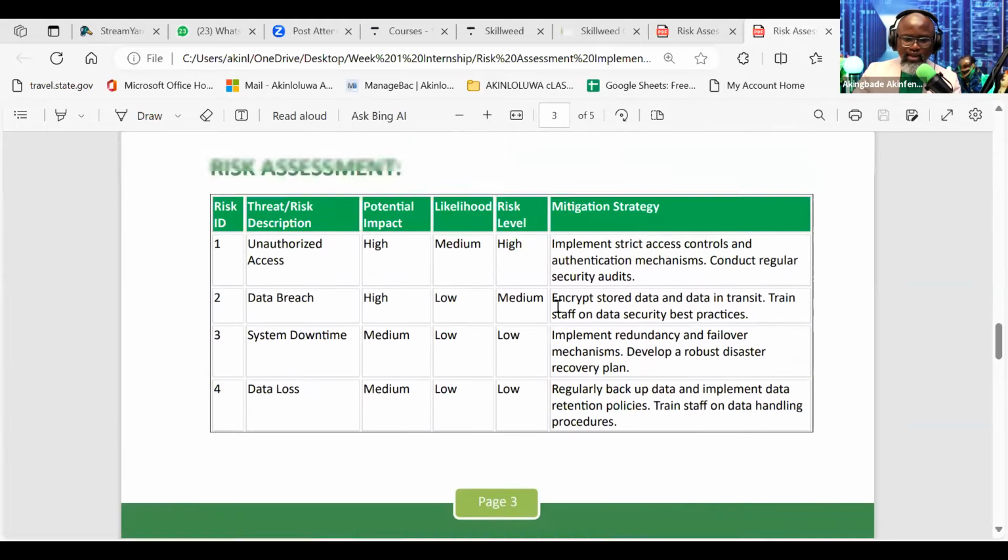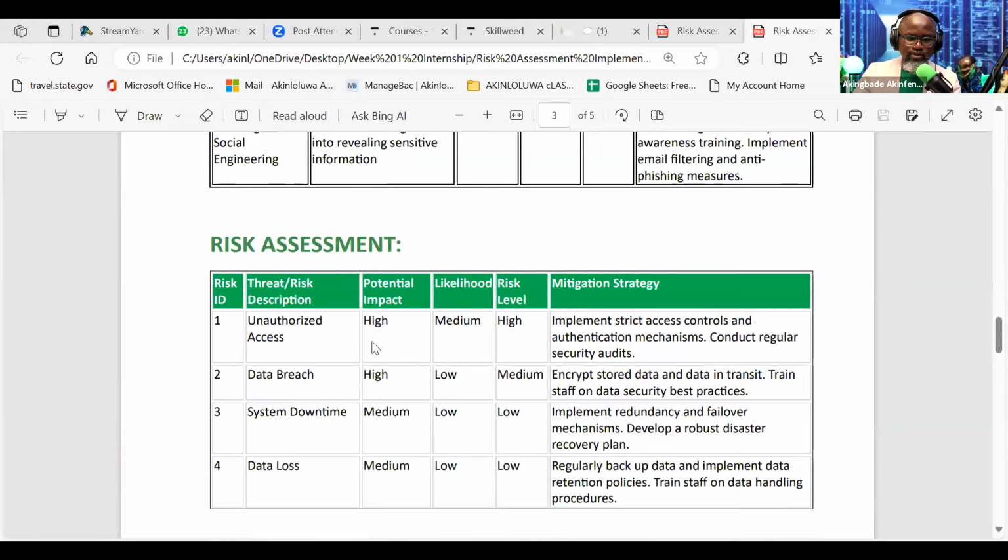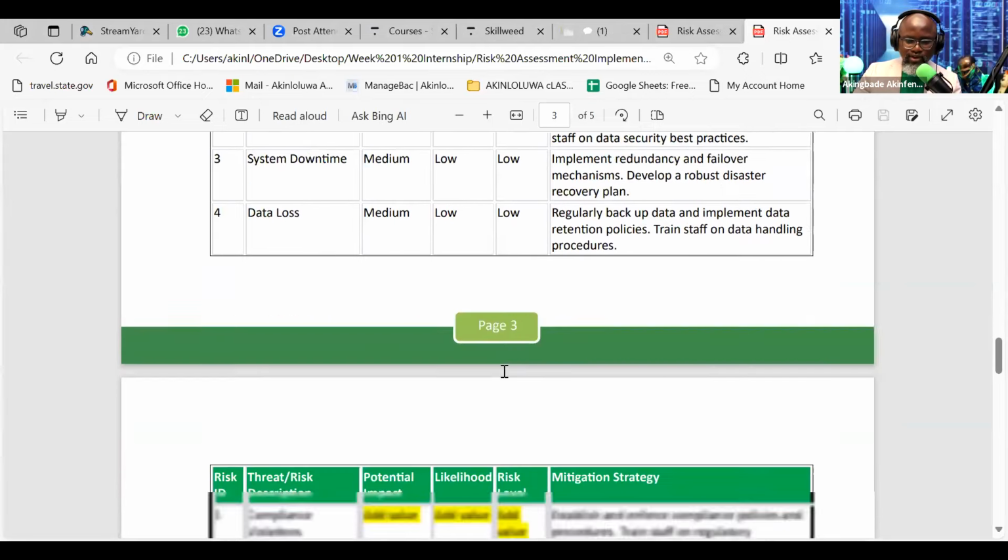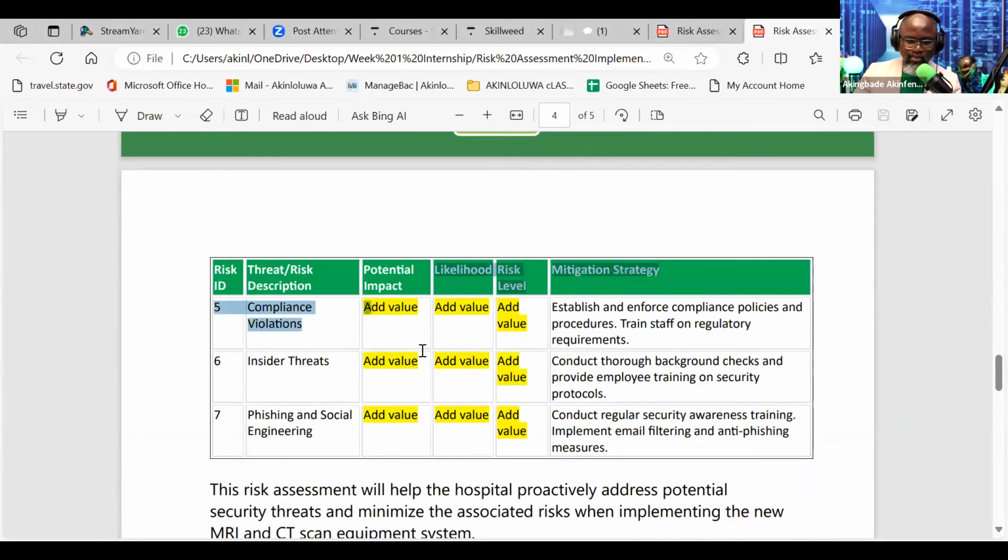So the next thing we did, two days ago, we said, okay, what about unauthorized access, data breach, system downtime? We said the risk is high, medium. So we talked about this already, but there are these three we did not talk about, right? So I want us to work as a group and say, within your group, I want you to tell me what you think the potential impact of compliance violation, the likelihood and the risk level. For insider threat, the likelihood and risk level. Phishing and social engineering, the likelihood and risk level. I want us to talk as a team and give it a score.